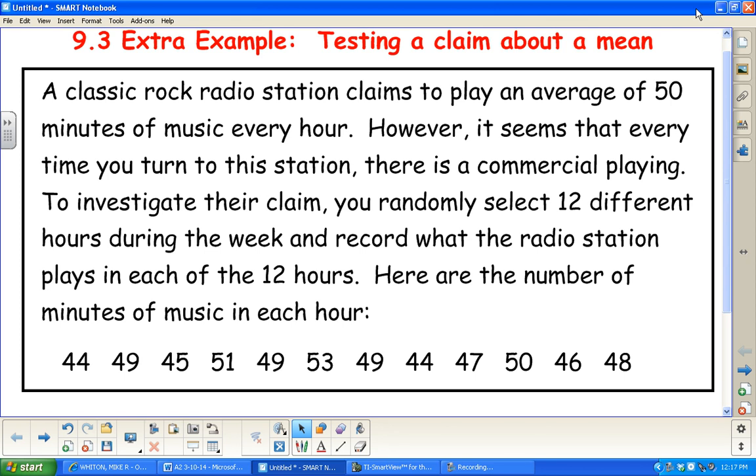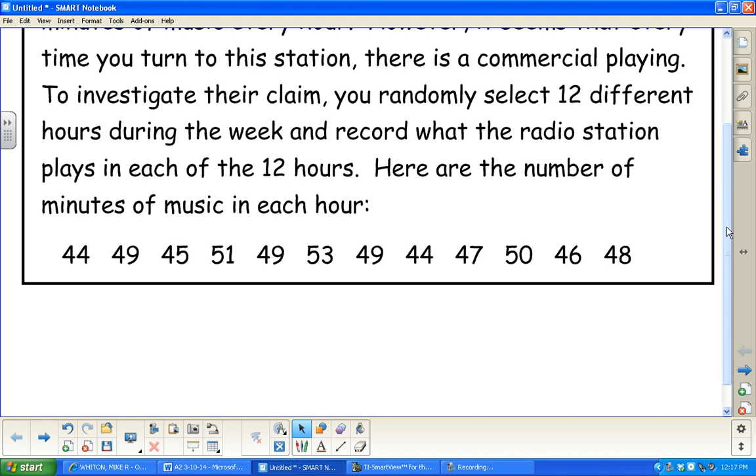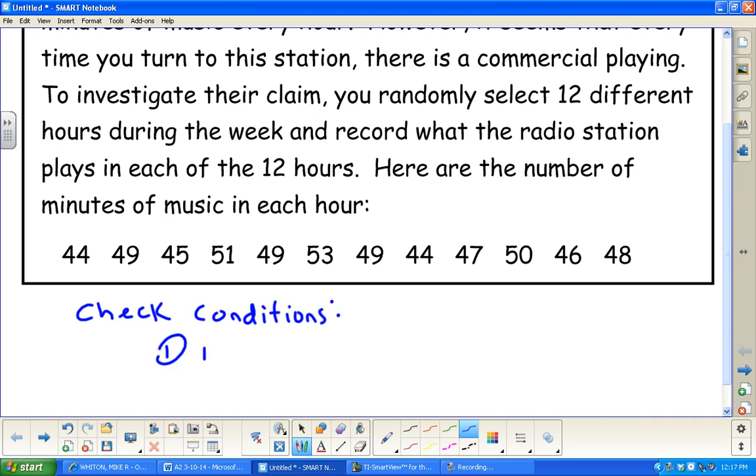In order to test a claim, we need to verify some conditions, make sure everything's met here. So we have 3 conditions to check. We need to see if we have a normal spread going here. For a claim about a mean, we can either have a population given as normal. Did they tell us that? I don't believe they did. So that one we don't know yet. The other option with means, remember the central limit theorem says that if the sample size is large enough, then it doesn't matter what the population is. And in our case, our sample size is only 12, so that's not met either.